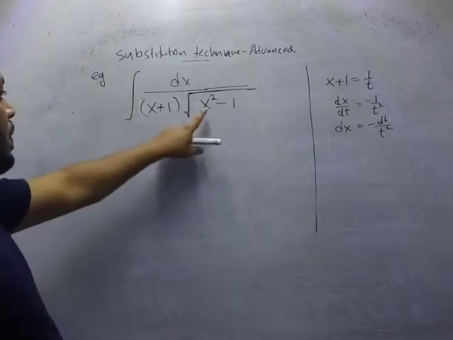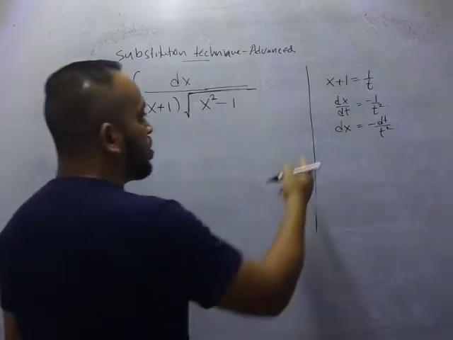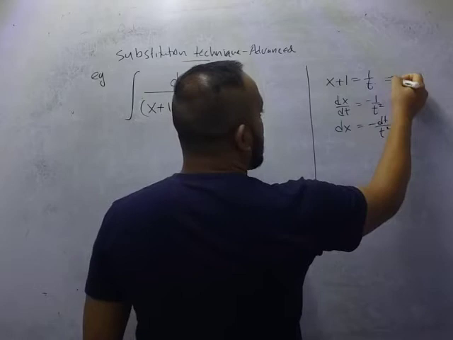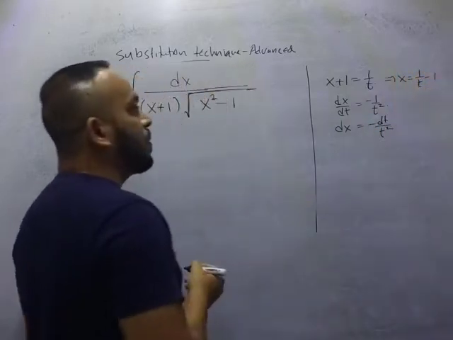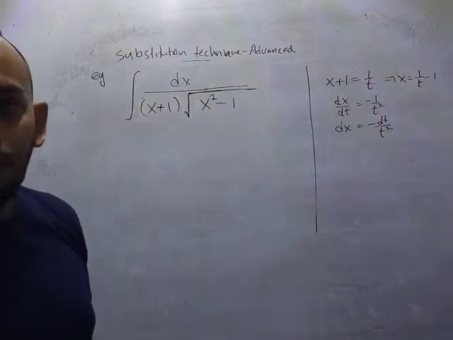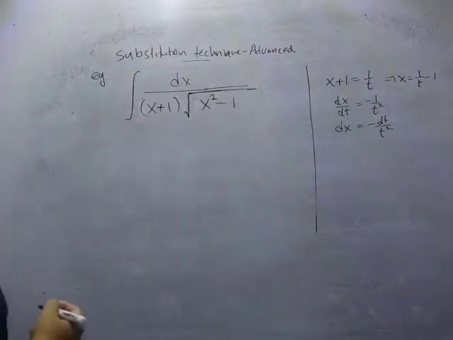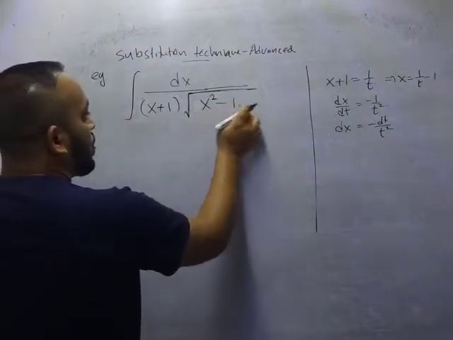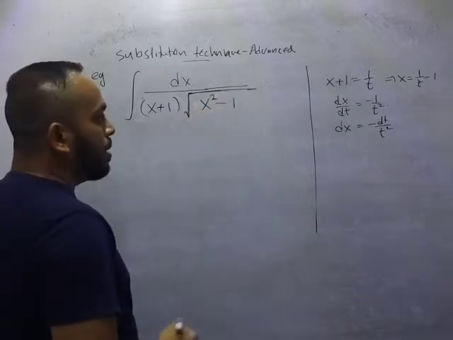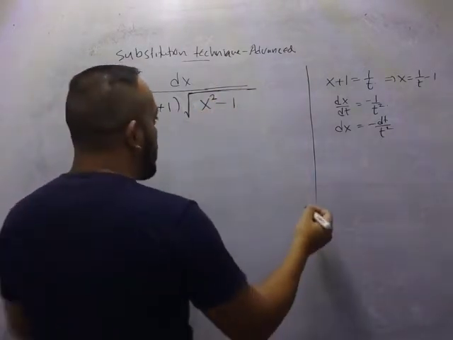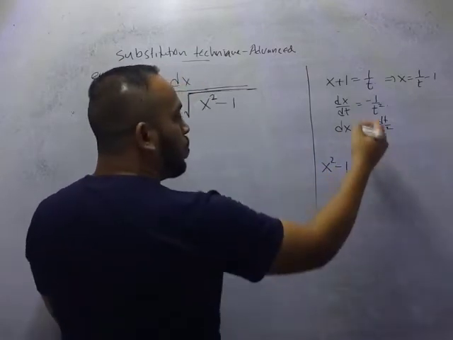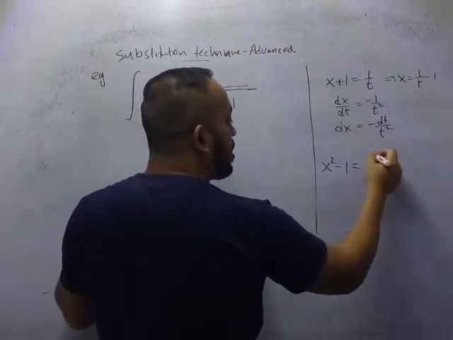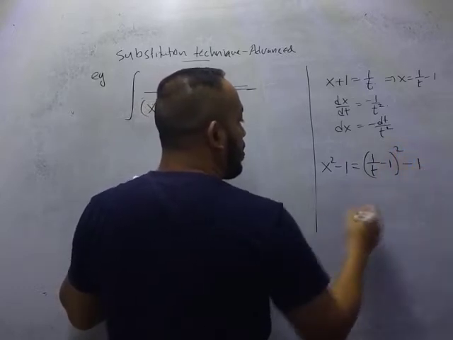Next we need to replace all x's. In this case, x is 1 over t minus 1. So we have written everything. Now let's try to do this expression separately, then it will be easy for us. x squared minus 1 therefore would be 1 over t minus 1, whole thing squared, minus 1.